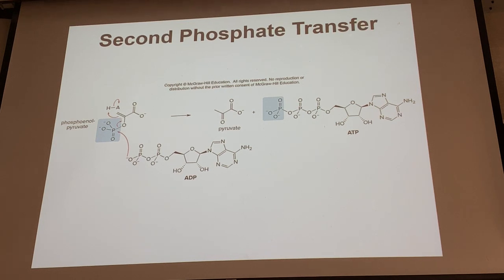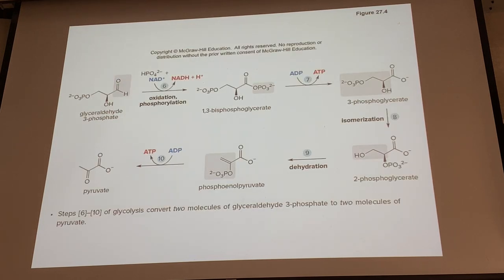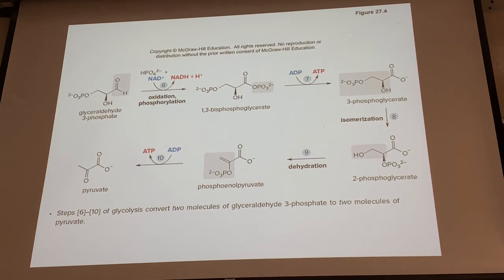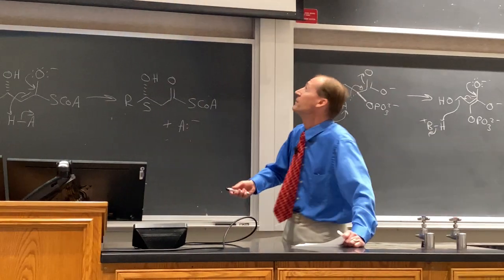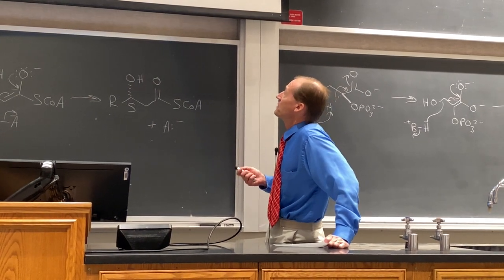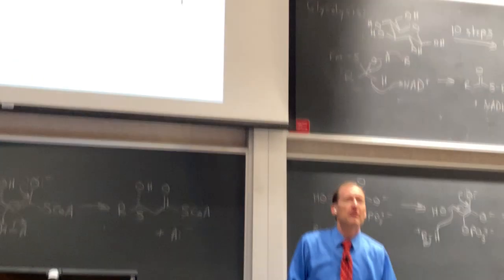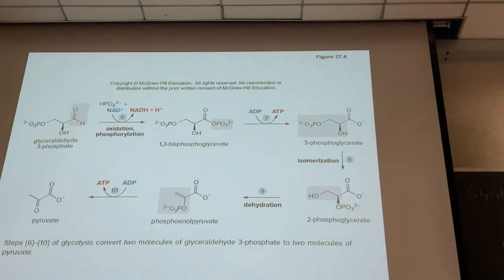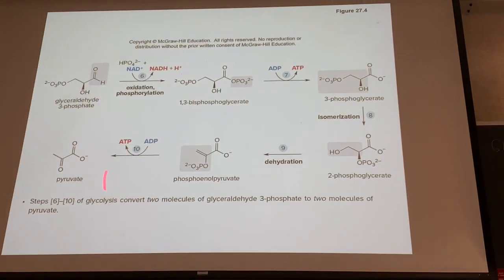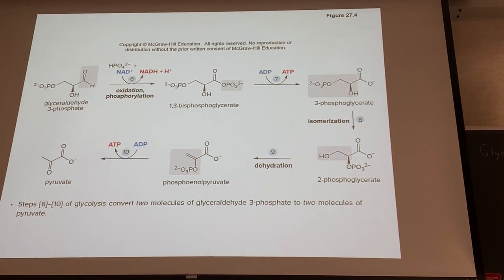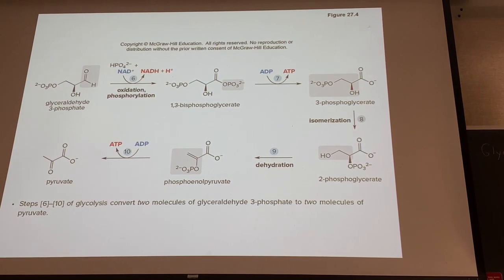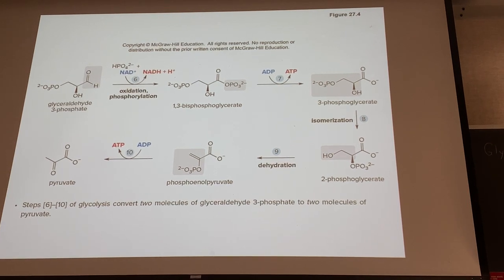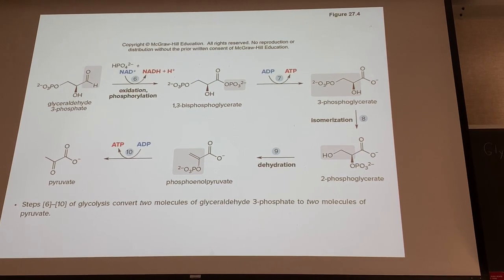So if we look at the second half of glycolysis, we need to remember that 2 molecules of glyceraldehyde 3-phosphate enter this for every 1 molecule of glucose that we started with. Okay, so how many molecules of ATP are produced from 1 molecule of glucose? We're going to produce 4. How many did we consume in the first half? We consumed 2, so the net result is we've produced 2 molecules of ATP.